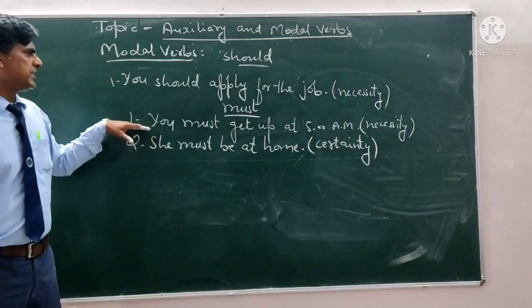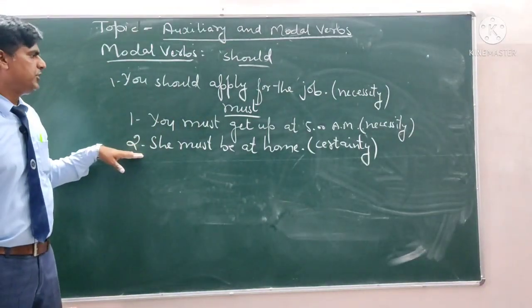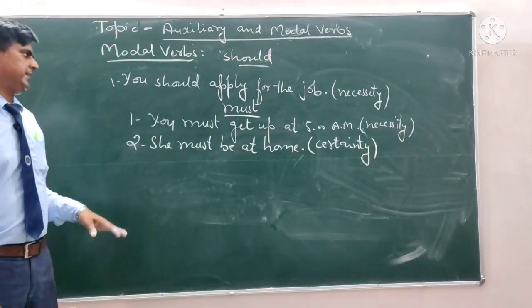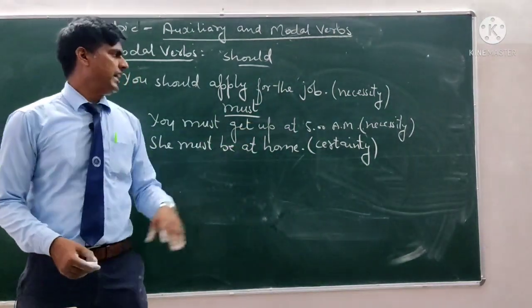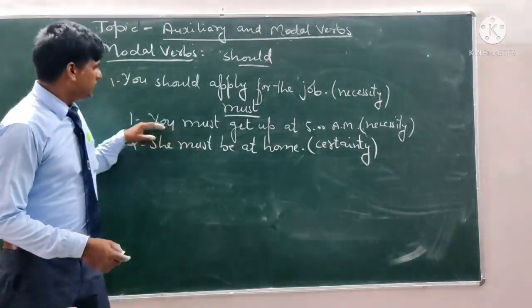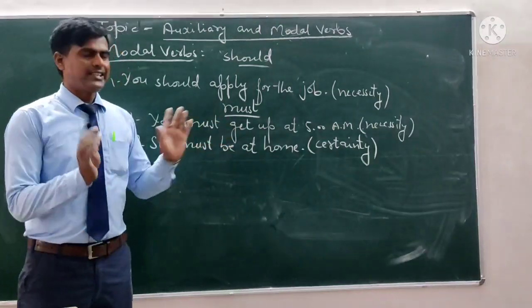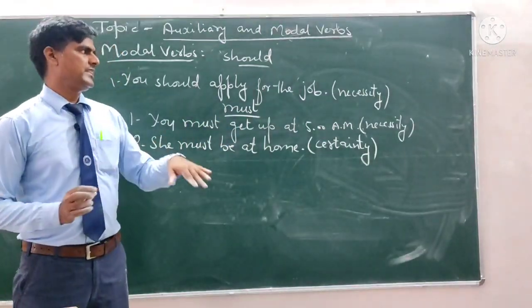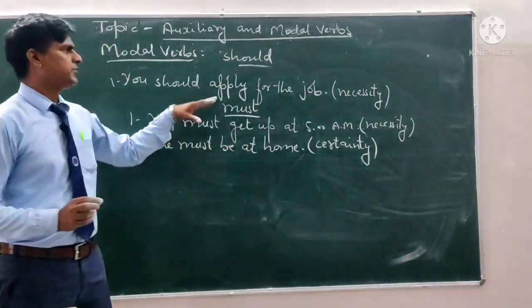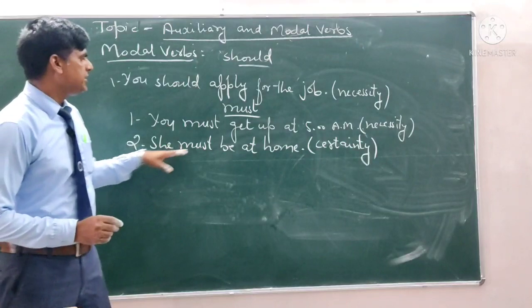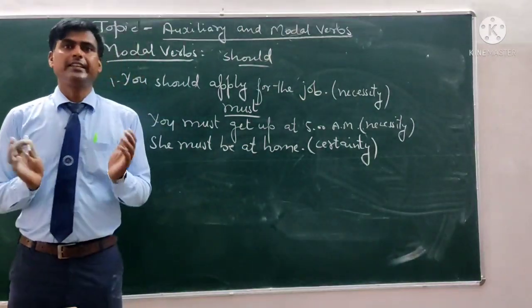So we can use must for necessity, we can use must for certainty. You must get up at 5 a.m. She must be at home. So you must get up at 5 a.m. It shows us that it is necessary, means that person must get up at 5 a.m. and she must be at home, it shows us certainty.